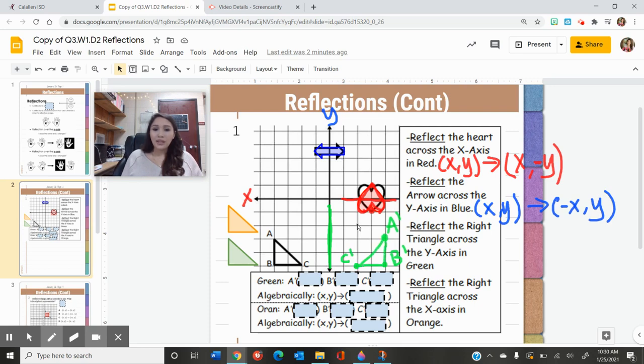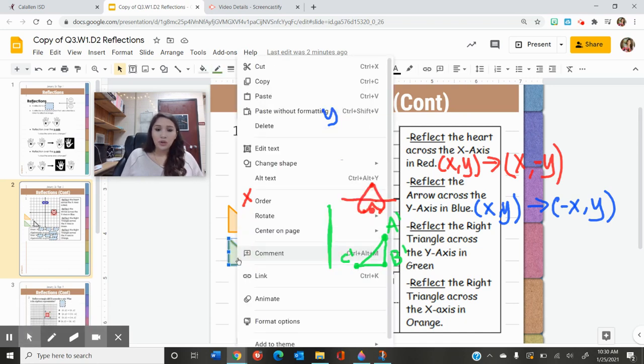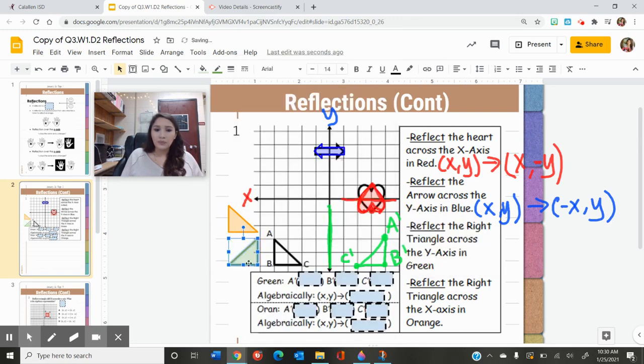Now, whenever we plot this, if you are doing it on the computer, you're going to take that green arrow, right-click, rotate, and flip it horizontally. And we're just going to go ahead and lay that right there.